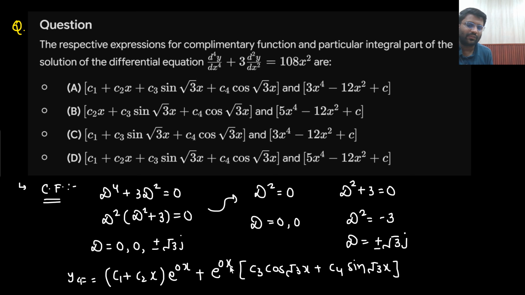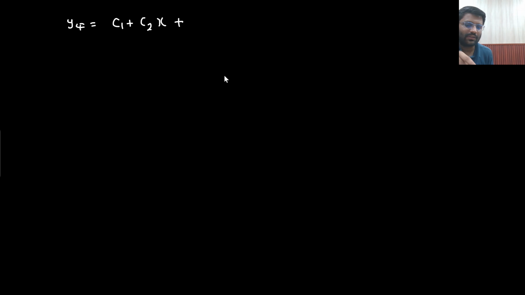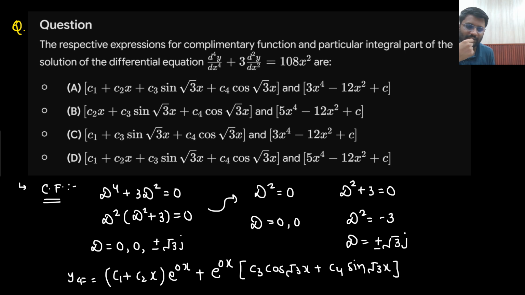So what CF you are getting? The CF we are getting is C1 plus C2x times e to the power 0x, which will be 1 only. So the value of alpha is 0 only, so e to the power 0x will be 1. So what you are getting? C1 plus C2x plus C3 cos under root 3x plus C4 sin under root 3x.